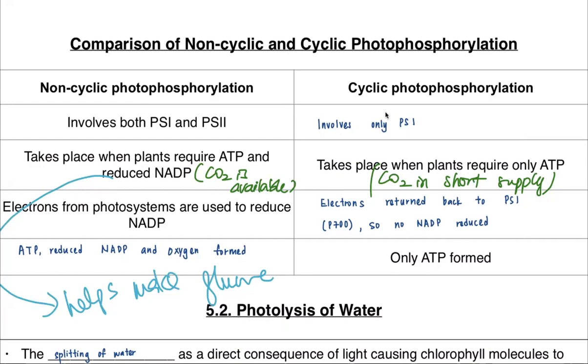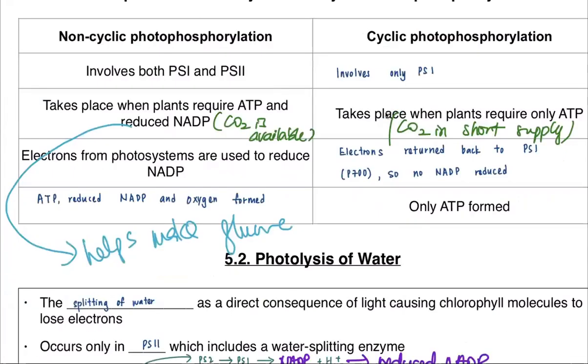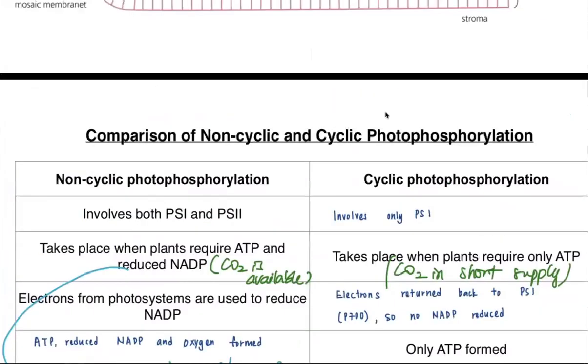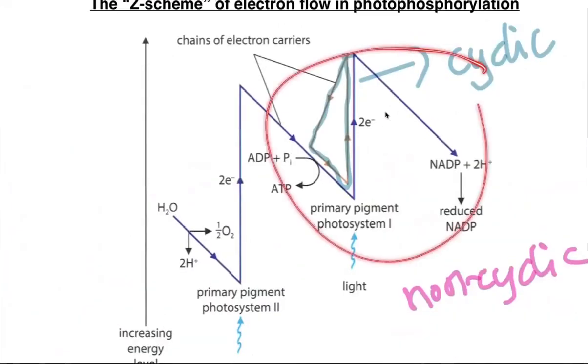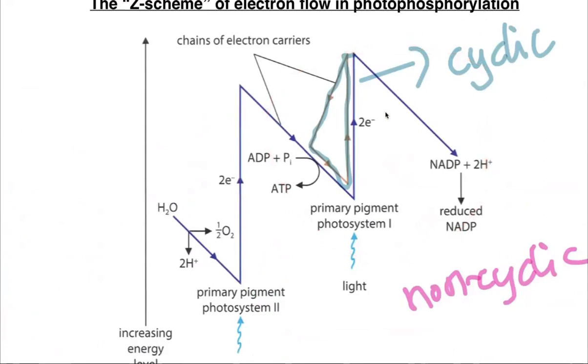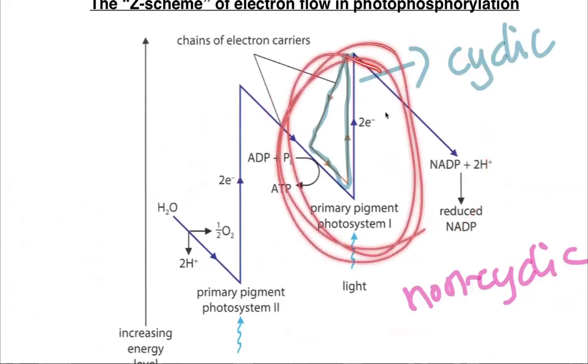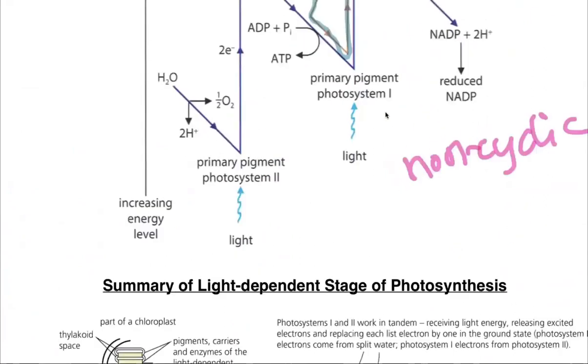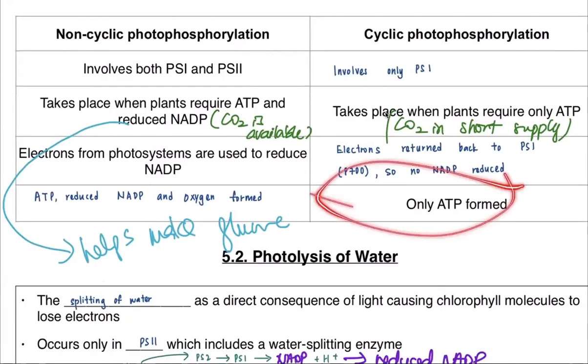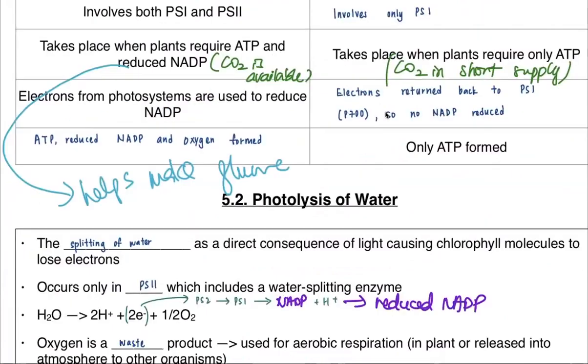And you would also realize that in a cyclic process, there is no photolysis of water. No photolysis of water is involved in this cyclic process. That's why no oxygen is formed, only ATP. So this distinction you need to know.